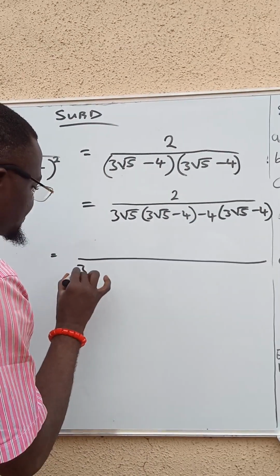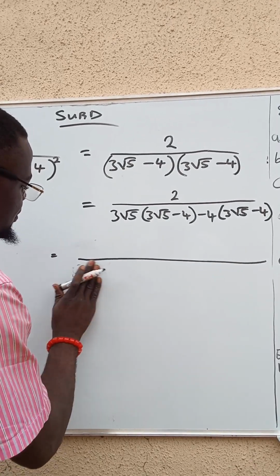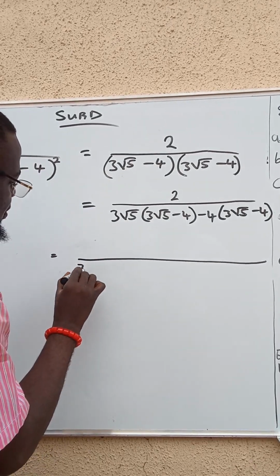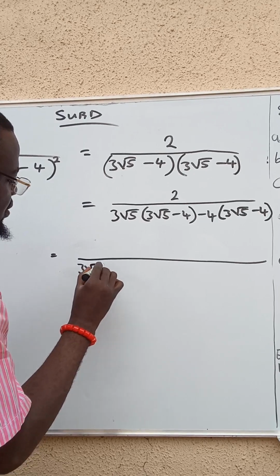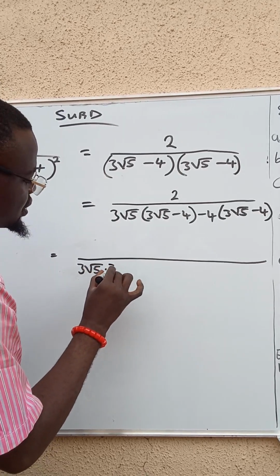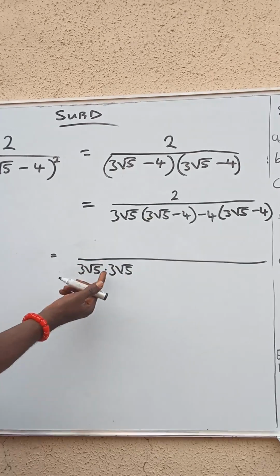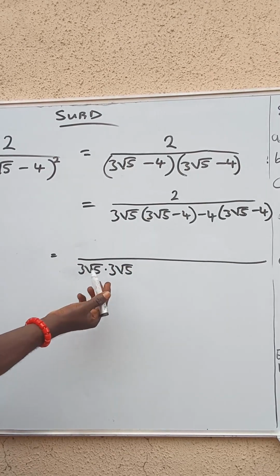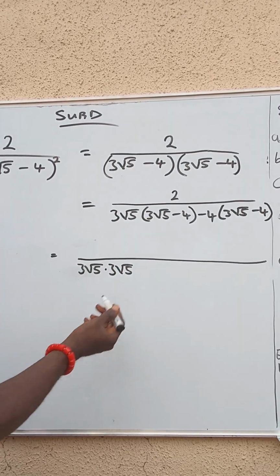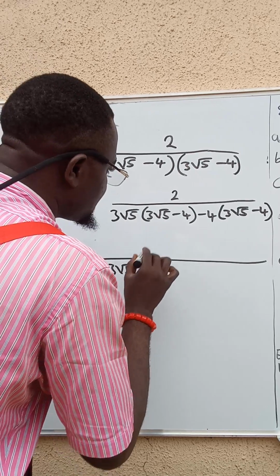3 root 5, 3 root 5, 3 root 5, dot. 3 root 5. This multiplies with this. I don't want to show times, so I put dot. Dot means multiplication. 3 root 5 minus, I now have what?